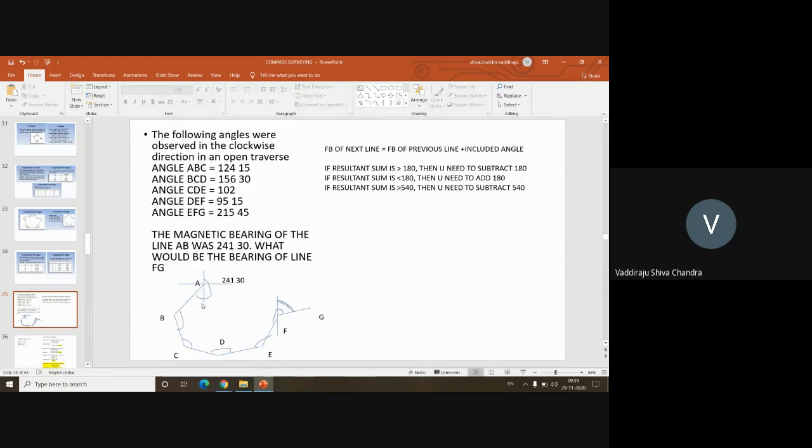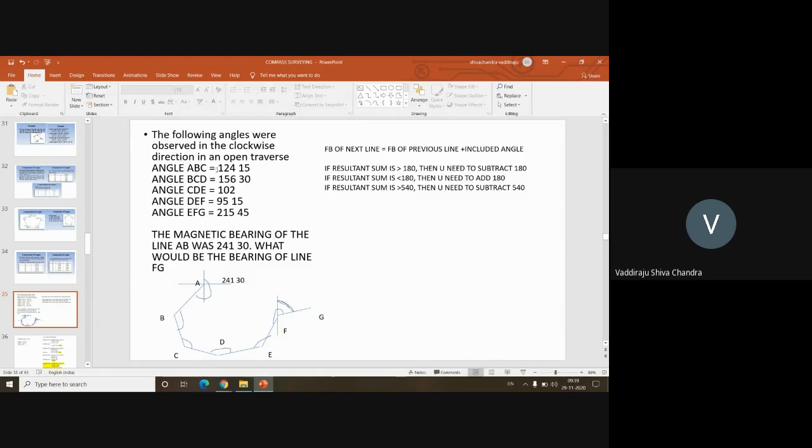Okay, so don't get confused about that. Just try to draw a rough diagram so that you'll be able to understand what he's asking you. He's asking you to determine a forebearing of some line after 3 to 4 lines, provided he has given you the bearing of the first line. Here he has given you the forebearing of AB as 241 degrees 30 minutes.